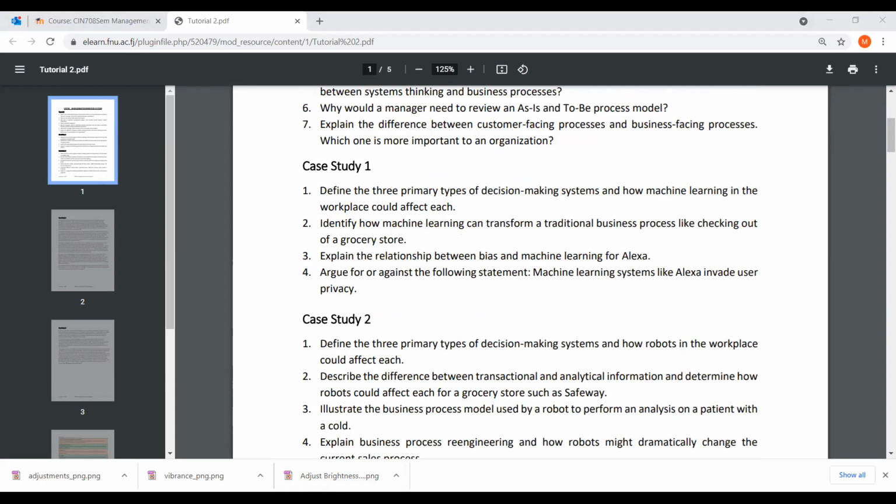Machine learning can automate business processes. Full stop. Let's pause for a while and discuss this. What do you feel? Do you think machine learning is being used in our supermarkets these days here in Fiji? Do we have machine learning being used?